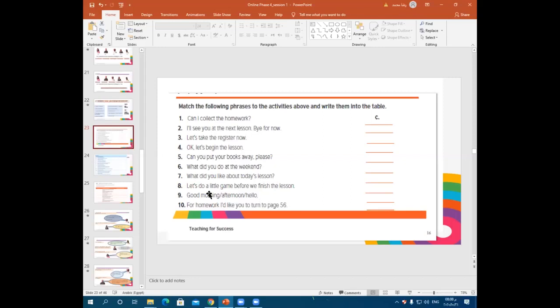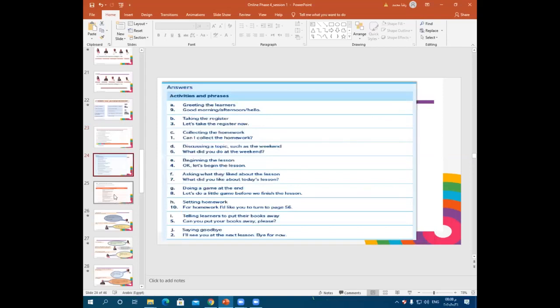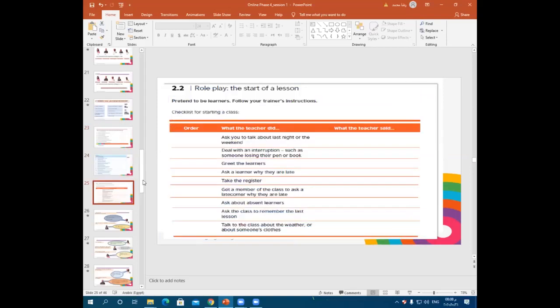Number 10, for homework, I'd like you to turn to page 56. Collect homework. Collecting homework, excellent. Or doing homework, excellent, very good, thank you. So these are the answers. So we are going to move to another thing.